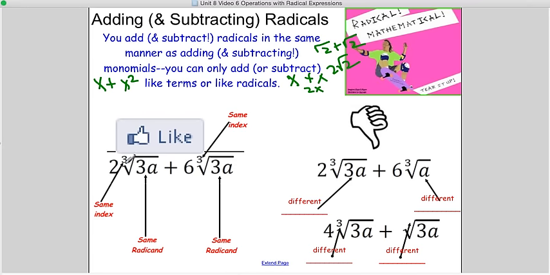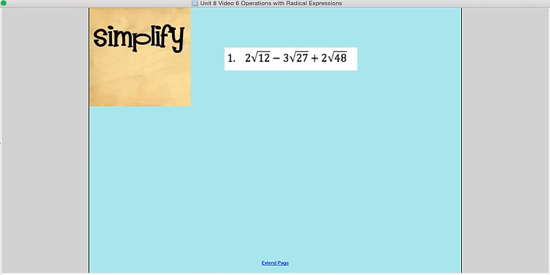We can add when it's exactly the same. We have a cubed root, so same index, and we have 3a underneath the radical. So we can add them. 2 plus 6 would be 8 cubed root of 3a. So that's allowed. This you cannot do. This is a 3a and this is an a, so those are different. Also, if your indexes are different, you cannot add them. So these are bad. We dislike those.